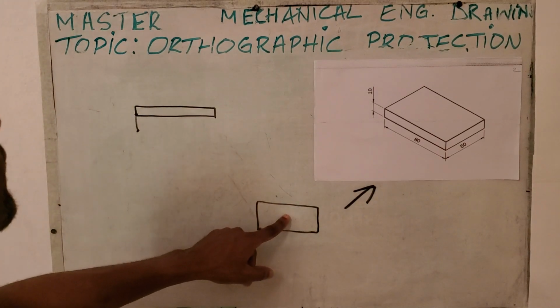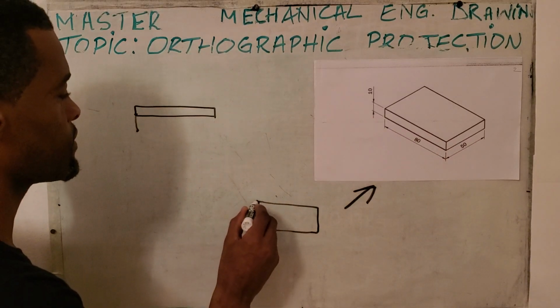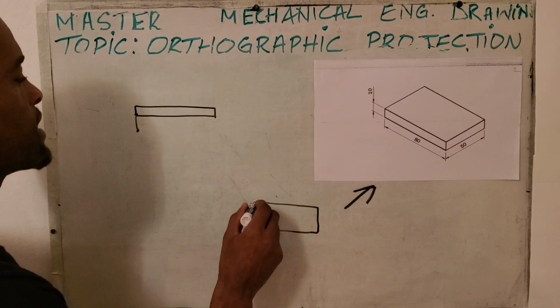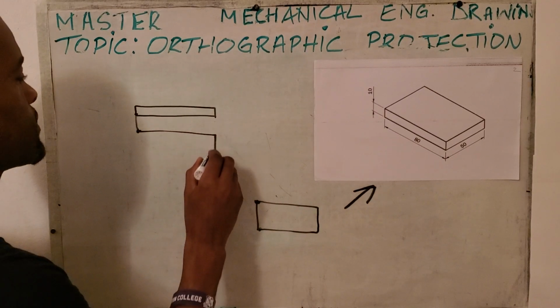Then I would move this, M for move, enter, left click here at the base point, left click here, and drop that there.